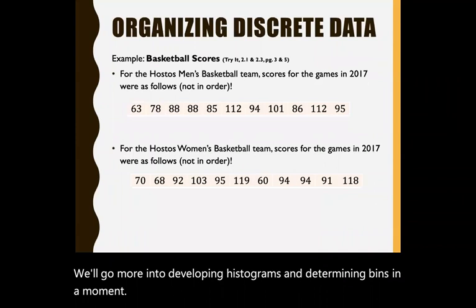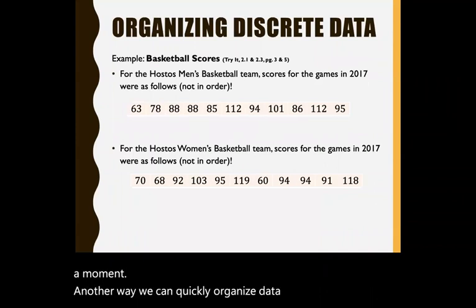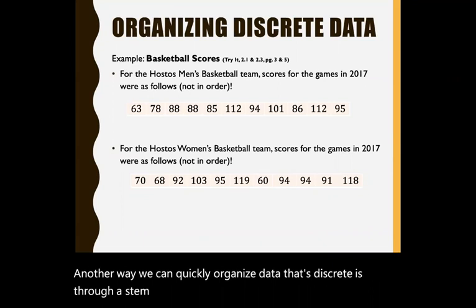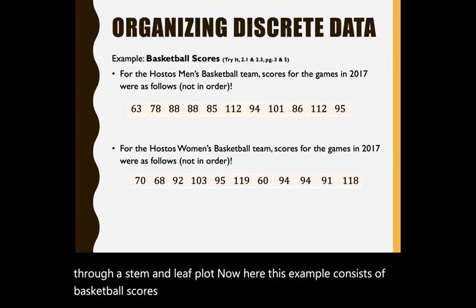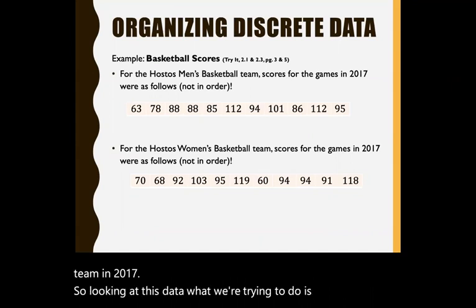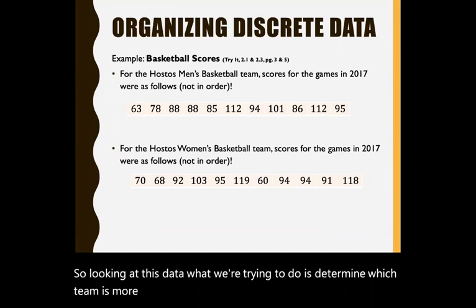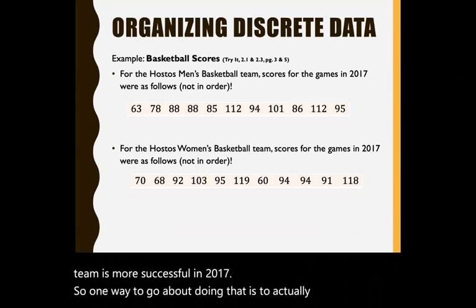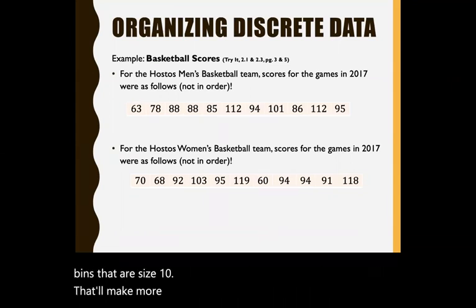Another way we can quickly organize data that's discrete is through a stem and leaf plot. Now here, this example consists of basketball scores for both the men's and the women's basketball team in 2017. So looking at this data, what we're trying to do is determine which team is more successful in 2017. So one way to go about doing that is to actually create a histogram with bins that are size 10. That'll make more sense soon when we discuss how to create such bins, but a stem and leaf plot automatically does this.